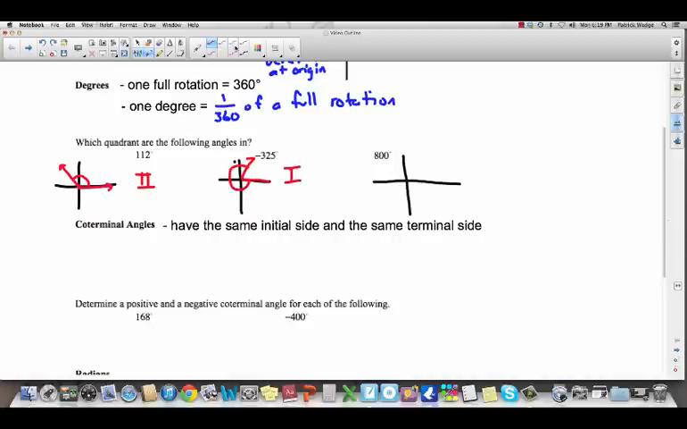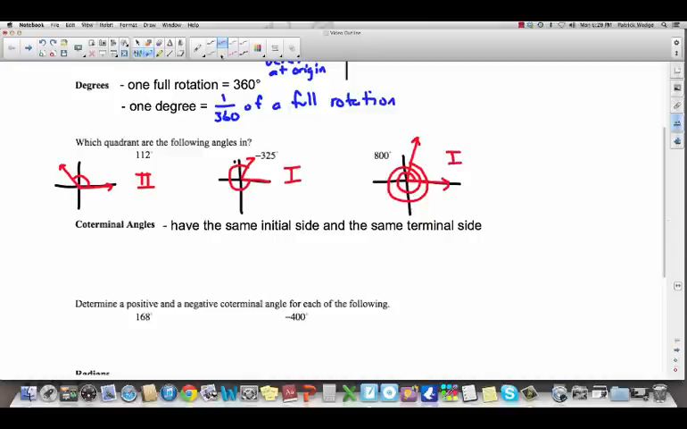If it's 800 degrees, okay, well, here's our initial side. This would be 360 degrees. Another rotation would be another 360, which is 720. And then we only want to go 80 more to get up to 800. So it'd be right around there. There's our terminal side. And so it would be in the first quadrant.